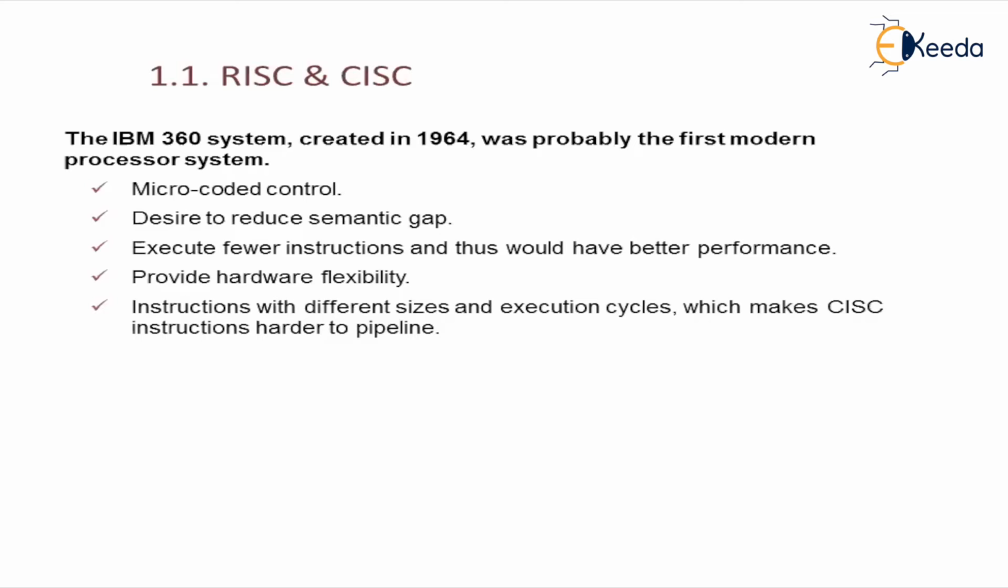Those would have a better performance. Here, it was able to utilize the cache memory, because you are aware that such memories are used for fast performance and they require less space. These memories also store the instructions you frequently use when typing into your computer. CISC had instructions with different sizes and execution cycles, which make CISC instructions harder to pipeline.